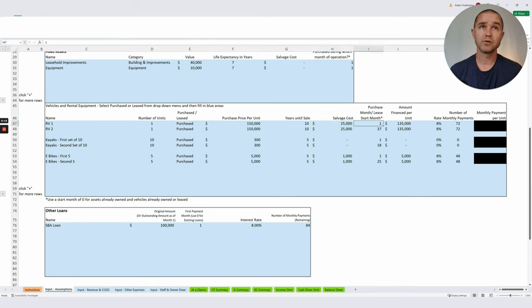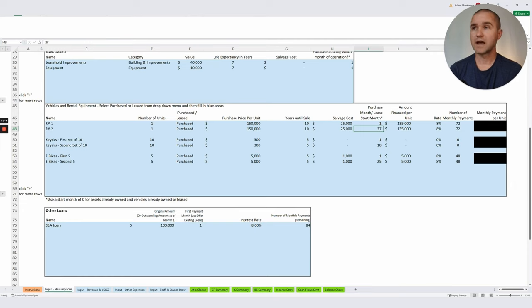And then what month will you purchase this unit? So we're saying month one. And then how much are you financing? So we've got a $150,000 RV. We are assuming, if you look up here, you can see an equation, 0.9 and 8% of the purchase price. So 90% financing of the purchase price at an 8% rate over 72 months. And we can enter in similar assumptions for the second RV, saying we're going to buy a second RV in month 37.